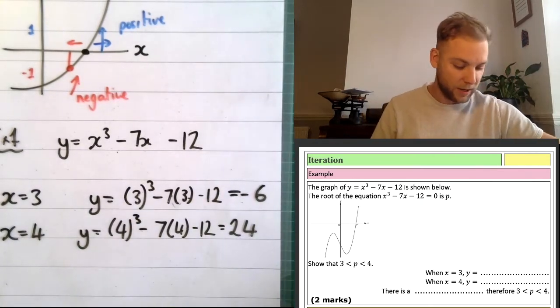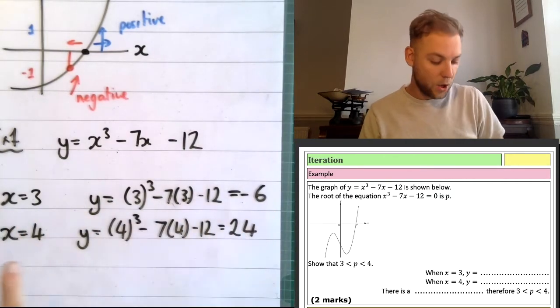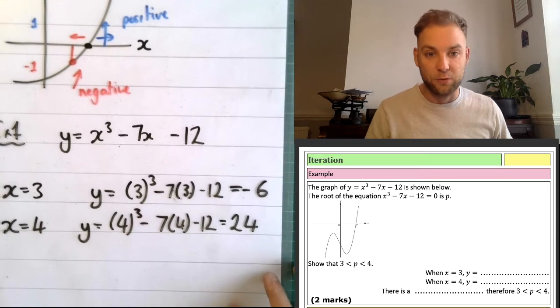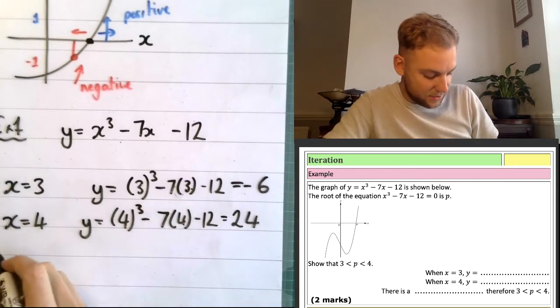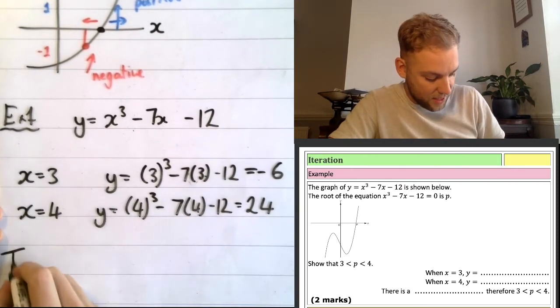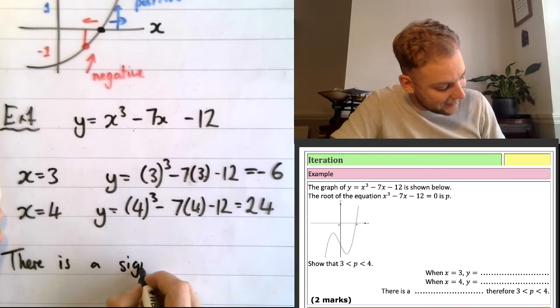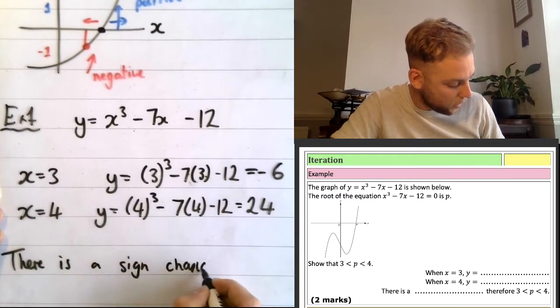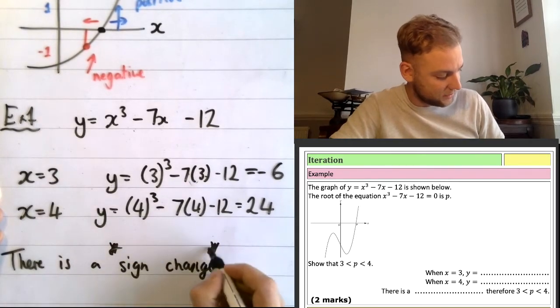That's what we need to be really clear. So when x is equal to 3, we have it equal to minus 6. When x is equal to 4, we have it equal to 24. So this is the key part here, and this is what we need to make sure we're writing. There is a sign change. This is the important part. There is a sign change. I'm going to put stars next to that so you know it's important.